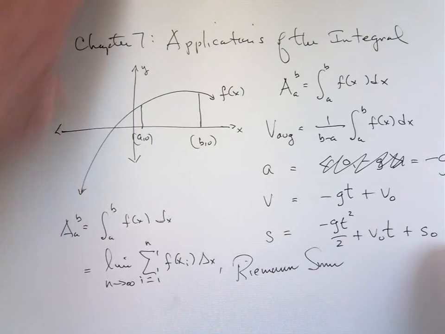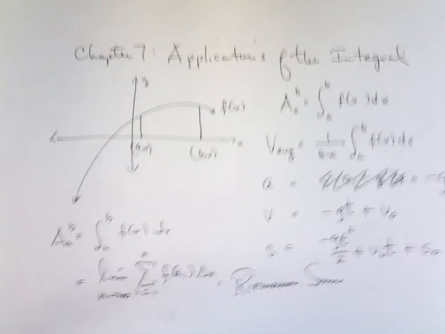All right, Riemann sum. Okay, so let's do the first application. The first application we have is pretty simple. It's the area between two curves. This is 7.1.